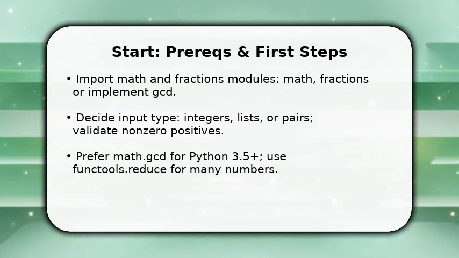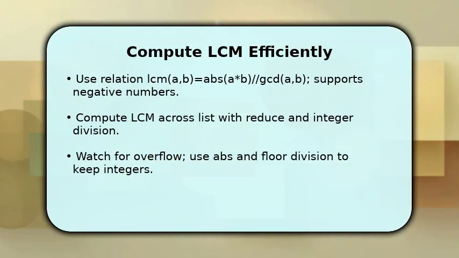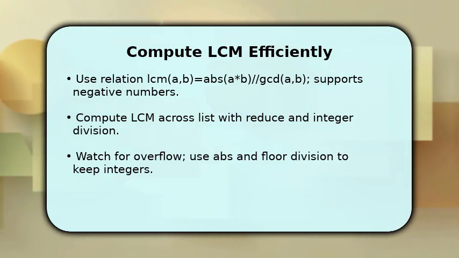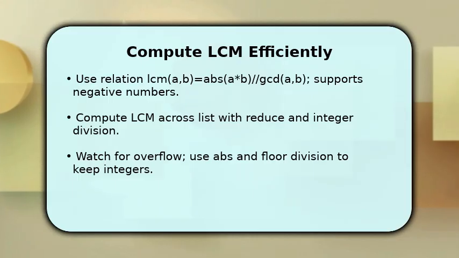You now compute LCM by leveraging the GCD. LCM(a, b) equals abs(a * b) divided by GCD(a, b). This formula is why GCD matters. It cancels shared factors and prevents repeated prime work.